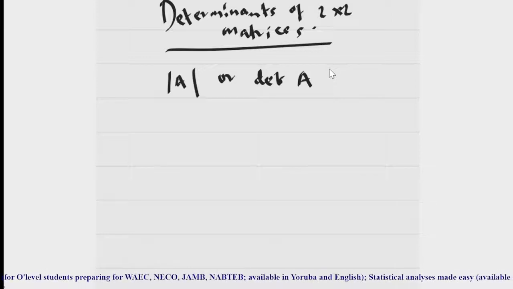In essence, you can only find the determinant of a square matrix. If your matrix is not a square matrix, you cannot find the determinant. So you can find the determinant of 2 by 2 matrices, 3 by 3 matrices, 4 by 4 matrices, and in general, if the number of rows of a matrix is equal to the number of columns, you can find the determinant.